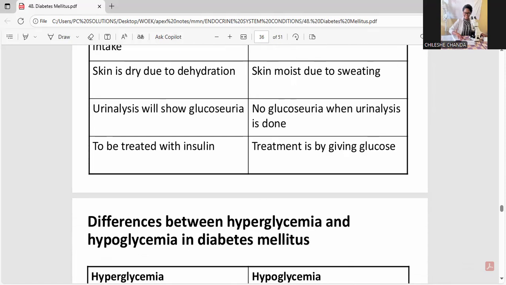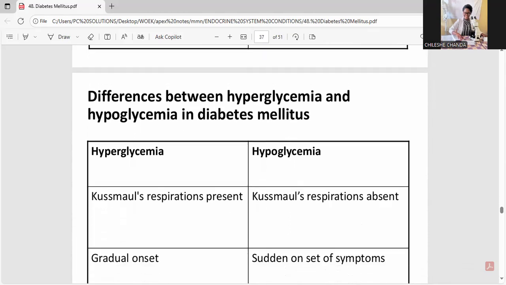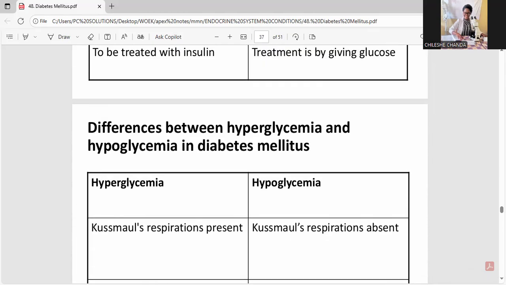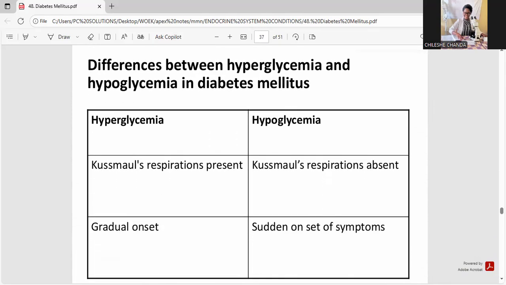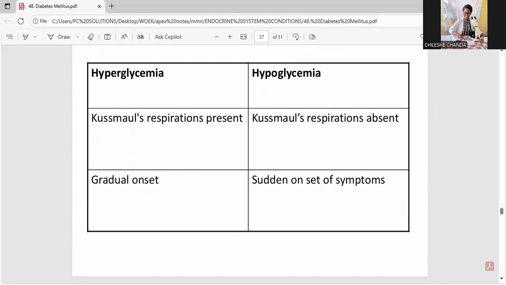Hyperglycemia is treated with a shot of insulin, whilst hypoglycemia is treated by giving some glucose. So you can give the patient IV glucose depending on the levels of glucose in their blood. Once you check, you can give a 50% dextrose shot, or you can commence 5 or 10% dextrose depending on the prescription, as well as depending on the levels of glucose in their blood.